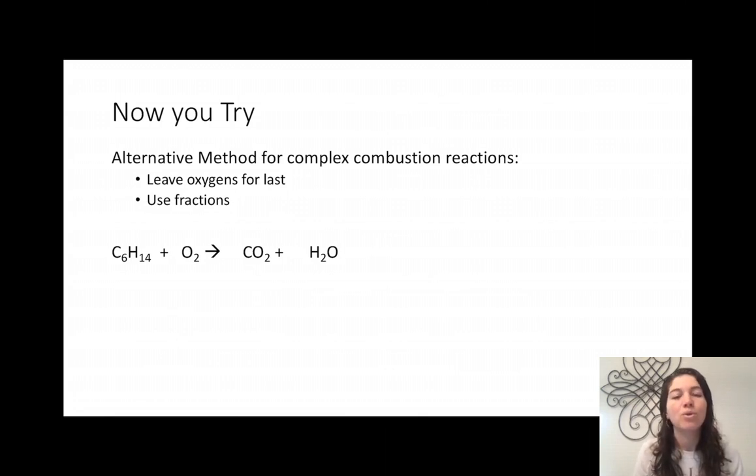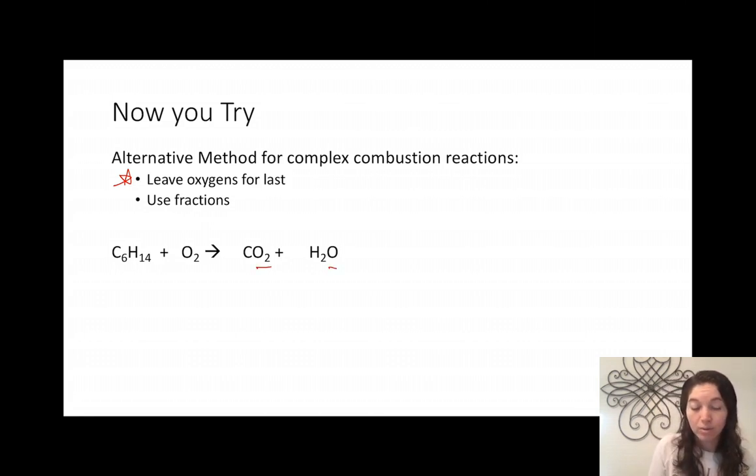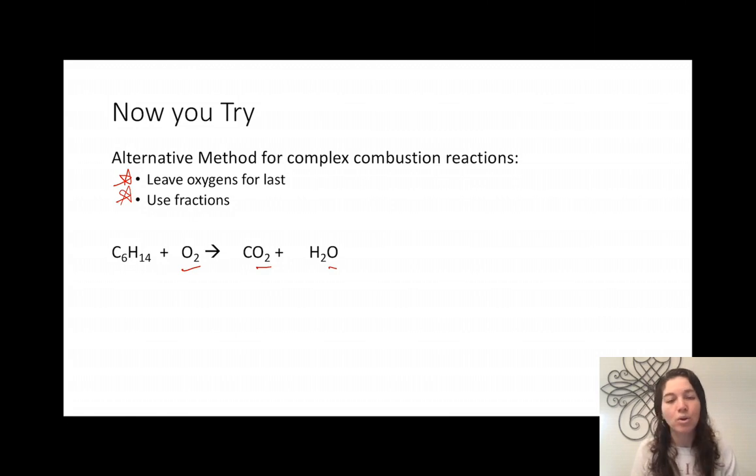Let's take a look at how to balance chemical combustion reactions, because these can be relatively challenging because, as I said earlier, we have oxygens in more than one molecule. So the trick to these is, number 1, leave your oxygens for last. Anytime you see an element that is in 1, 2, 3 molecules, you're going to need to wait on it. It's going to make your life more difficult if you try to start with it. So we're going to do that last. And then the next thing is using fractions to solve. And I'm going to show you this fraction method, which will help a lot.